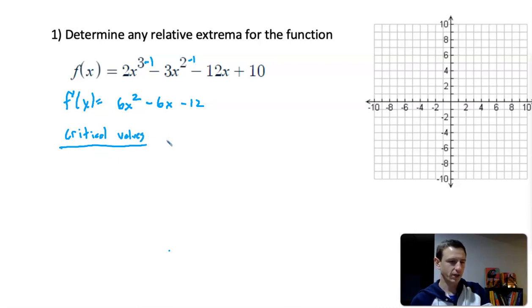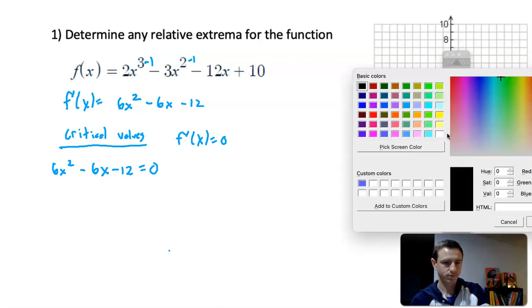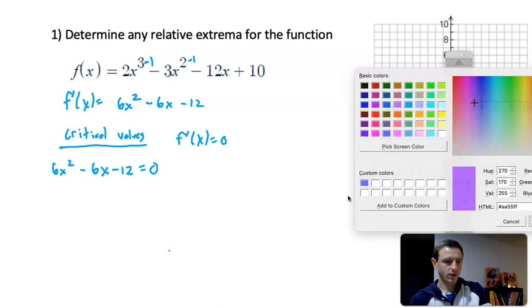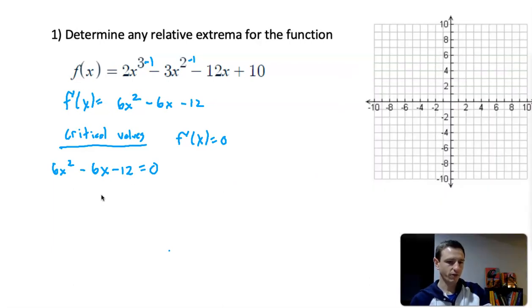In order to locate critical values, we want to take our derivative and set it equal to 0, because we want to know where we have some horizontal tangent line, so where is that derivative equal to 0. So we're going to set that derivative, 6x squared minus 6x minus 12, equal to 0. So now we just have a quadratic, so we want to solve for x here.